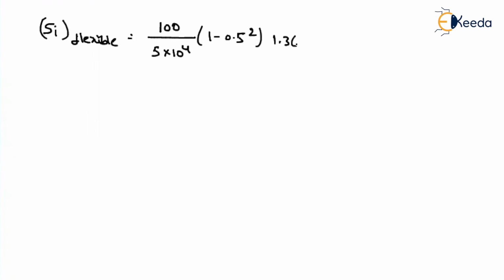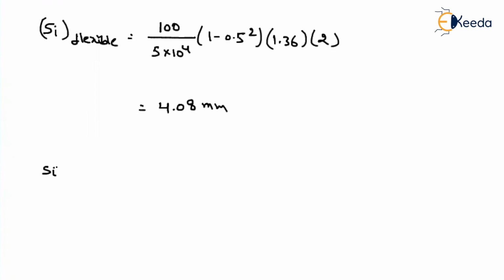Let us first find the settlement for the flexible footing. What is the net pressure? 100. E value is 5 into 10 to the power 4. What is the Poisson's ratio? 0.5 square. What is the I value for a flexible footing? 1.36, into what is the width? 2. If we solve this, we will get a magnitude of around 4.08 mm.